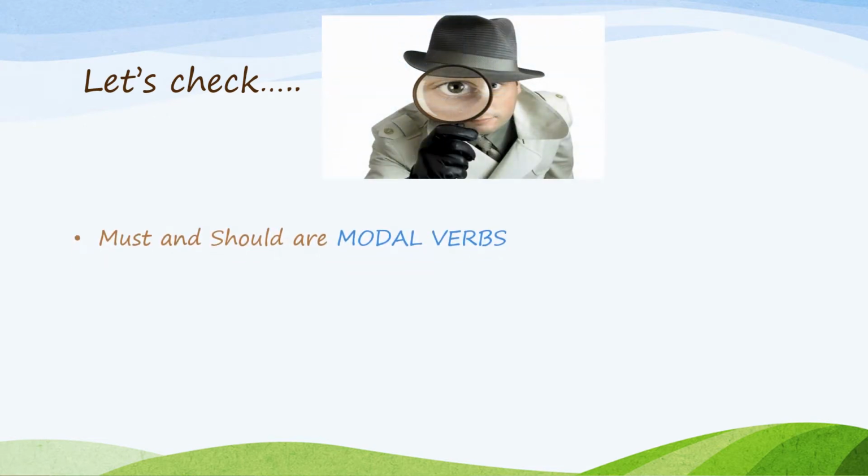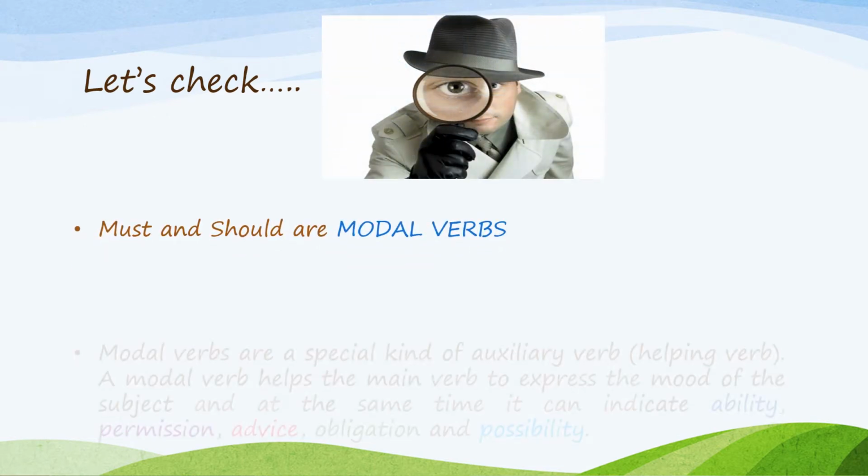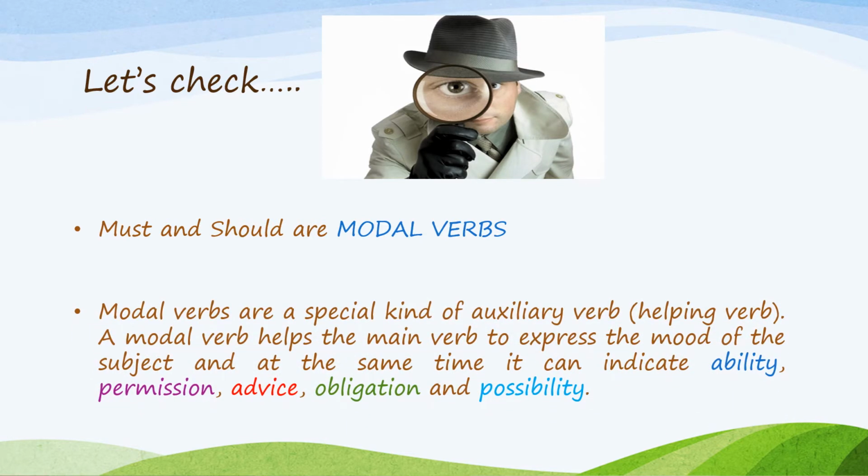Must and should are modal verbs. What is a modal verb? Let's see the definition. Modal verbs are a special kind of auxiliary verbs or helping verbs. A modal verb helps the main verb to express the mood of the subject, and at the same time it can indicate ability, permission, advice, obligation, and possibility.